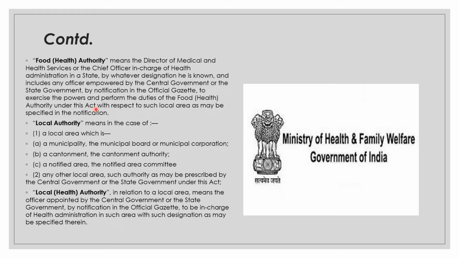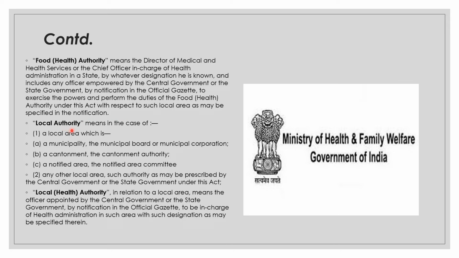The highest health authority is, as you can see in the picture on the right side, Ministry of Health and Family Welfare, Government of India. So this is the highest authority when it comes to health. So food authority may be empowered by the central government or by the state governments.